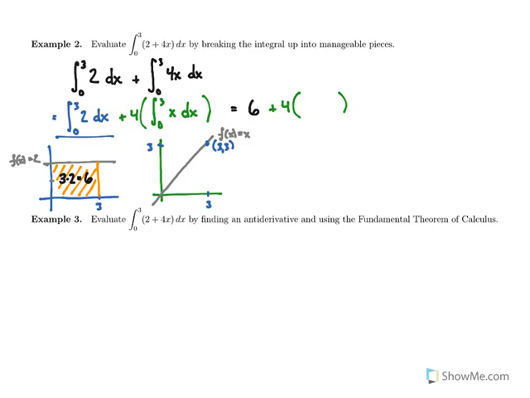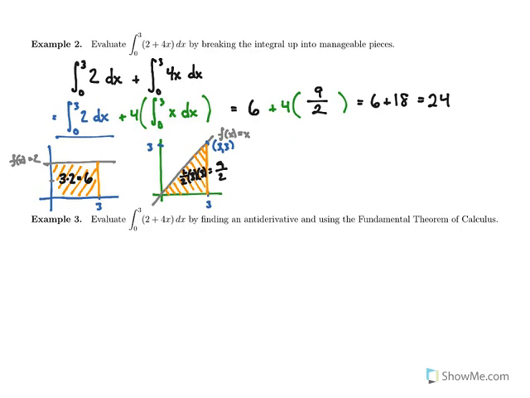And when we're looking for the area under the curve, we're finding the area of this triangle. The area of a triangle is 1/2 base times height. That's going to be 1/2 times 3 times 3, or 9/2. So total, we have 6 plus 4 times 9/2. That's going to be 6 plus 18, or 24. And again, it's kind of breaking these functions up into their bare bones by using some of the results that we found in this section.